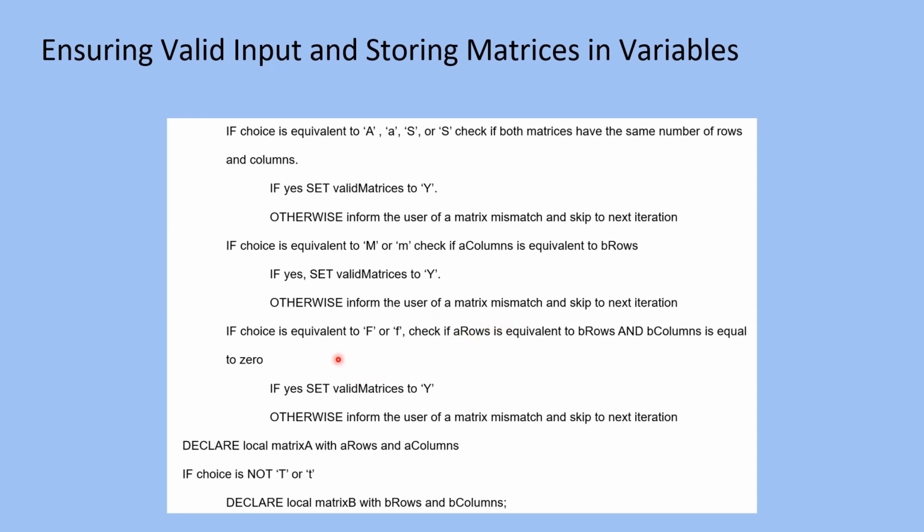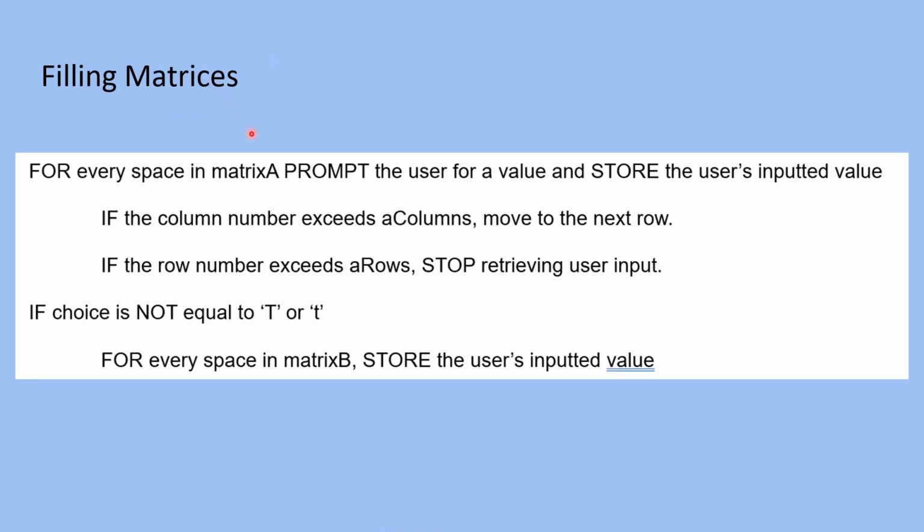If the choice is equivalent to capital F or lowercase f, I'll check if A rows is equivalent to B rows and B columns is equal to 0. If this is true, I'll set valid matrices to Y. Otherwise, I'll inform the user of a matrix mismatch and skip to the next iteration, which will prompt them again. I'll declare local matrix A with A rows and A columns. If the choice is not capital T or lowercase t, I'll declare local matrix B with B rows and B columns. Now I'll fill the matrices.